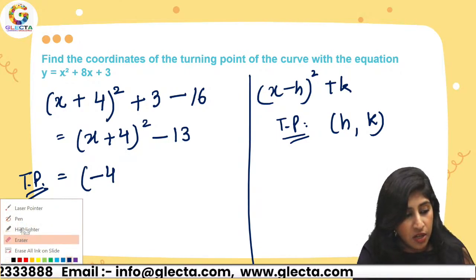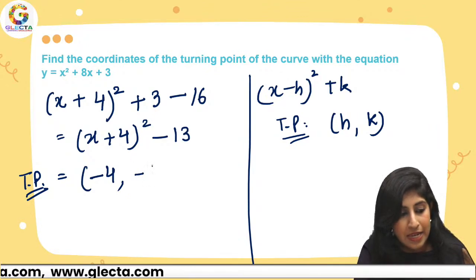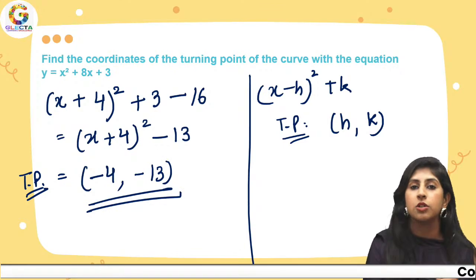So -4, comma, and keep this sign as it is, -13. So these are the coordinates of my turning point.